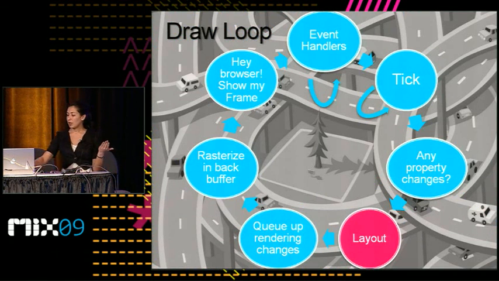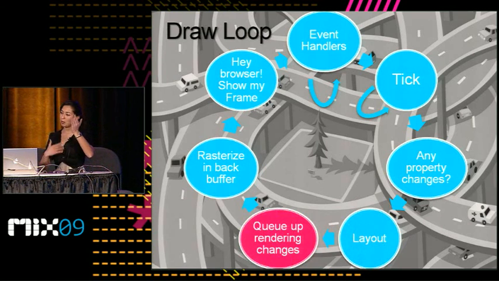Okay, so now we have layout, and then we queue up all the rendering changes. The key thing about Silverlight is that when we're stitching together the scene at that frame, we analyze what all the property changes are at that point in time.